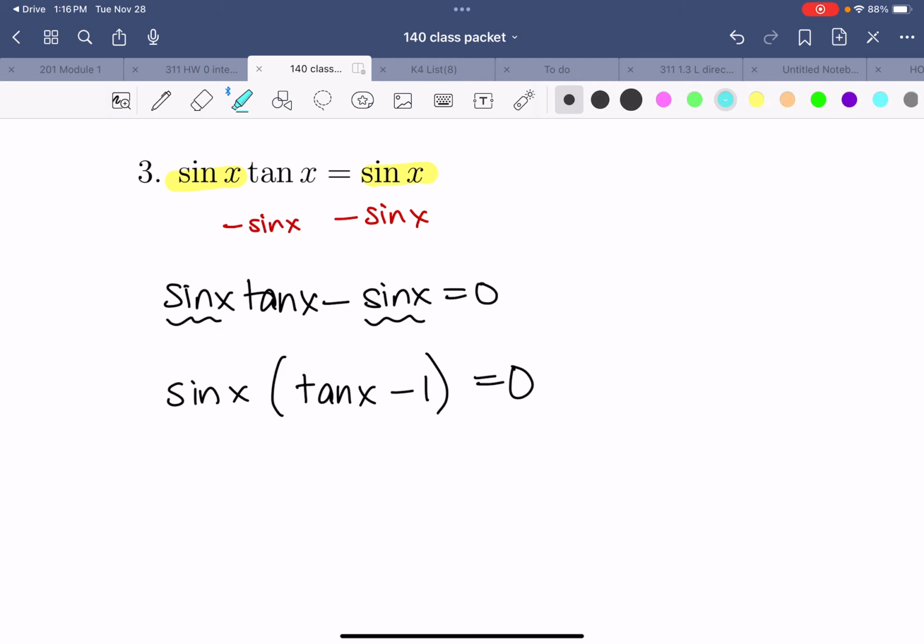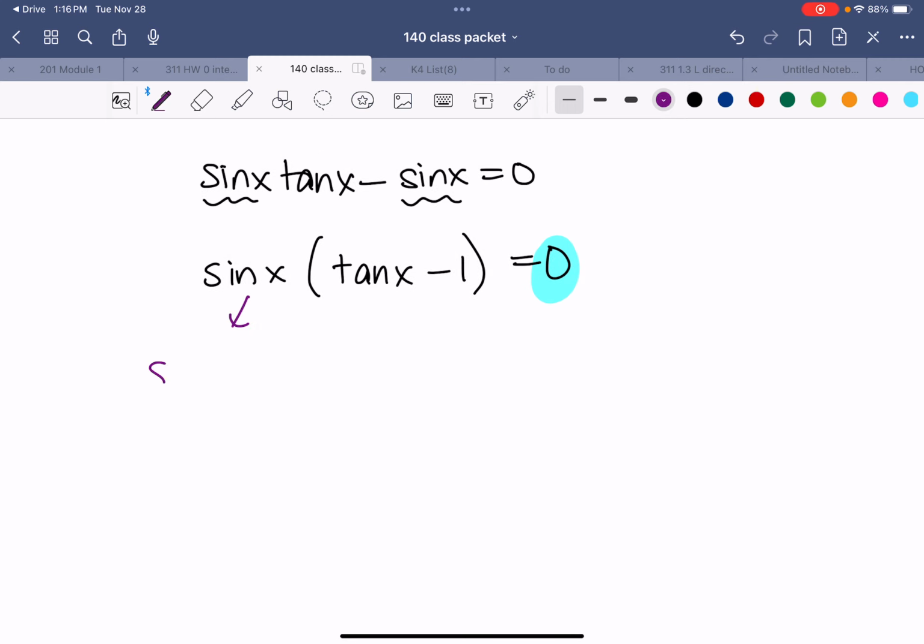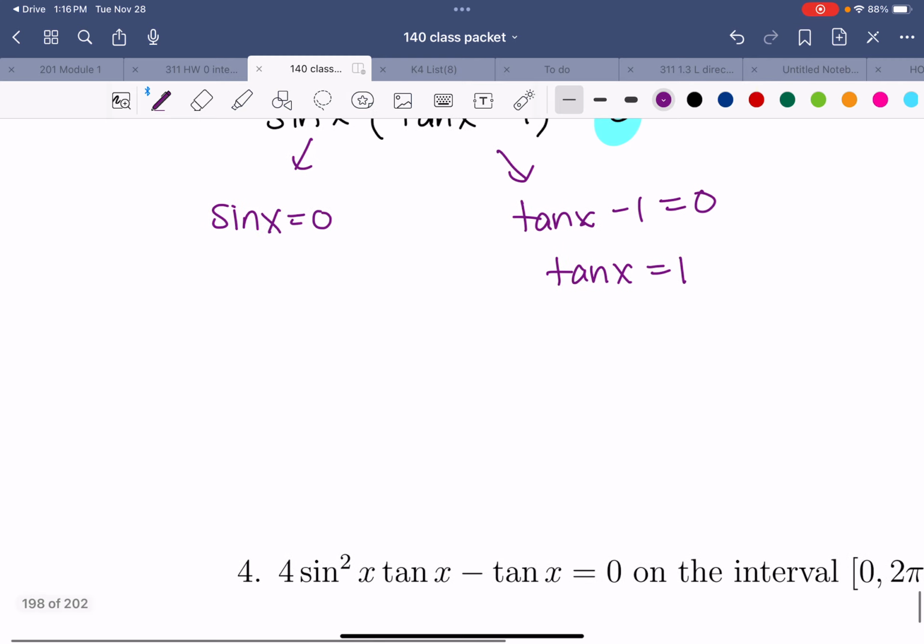Now, because this is equal to 0, I can set each piece equal to 0. So that means that sine x is equal to 0, and tangent x minus 1 equals 0, which means tangent x equals 1. So now I'm really solving 2 equations, okay? So let's start with the sine of x equals 0.